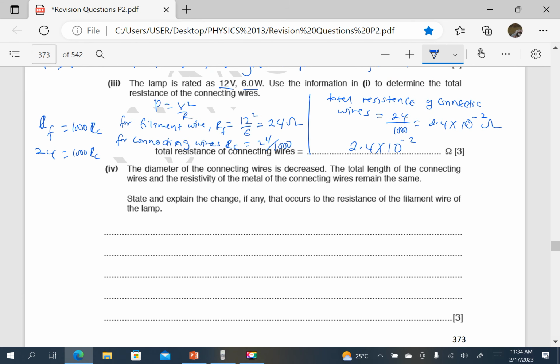And lastly, the diameter of the connecting wires is decreased. The total length of the connecting wires and the resistivity of the metal remain the same. State and explain the change, if any, that occurs to the resistance of the filament wire of the lamp. So resistance is equal to rho L over cross-sectional area, which is equal to 4 rho L over pi d squared. When the diameter is decreased, the resistance of the connecting wires increases. That's the starting point.